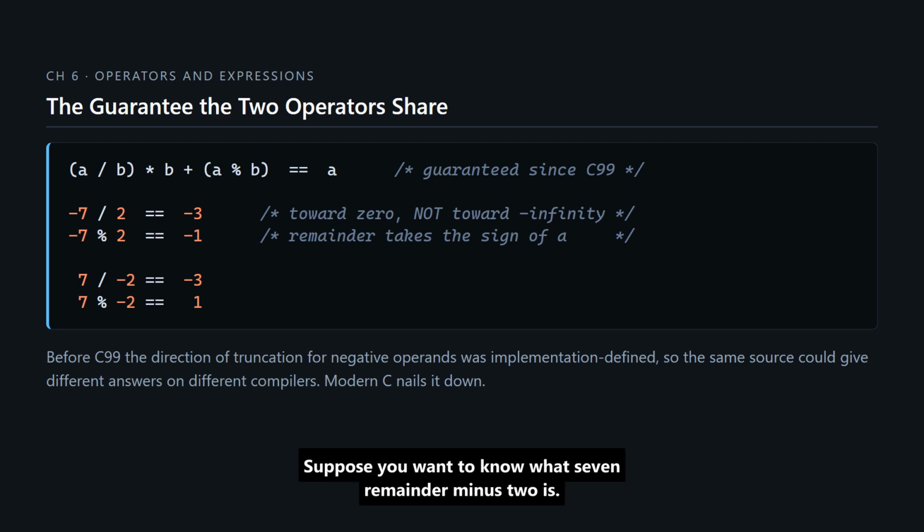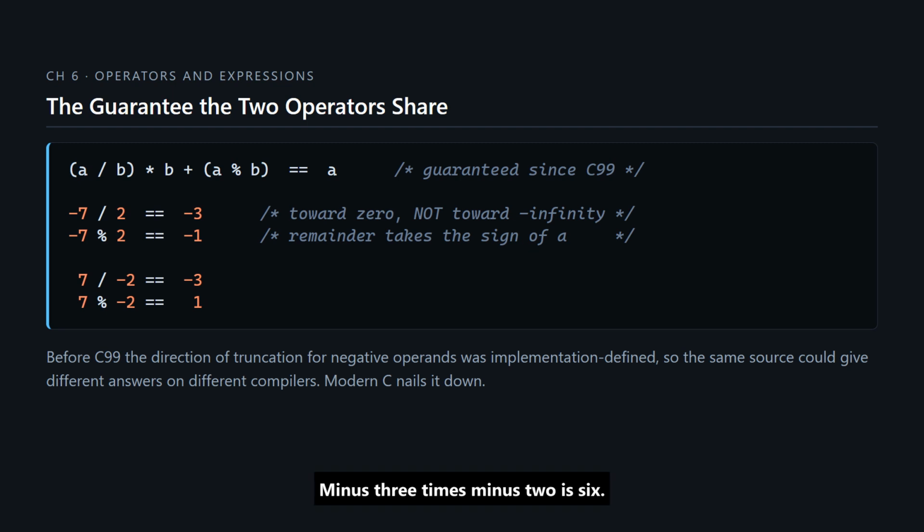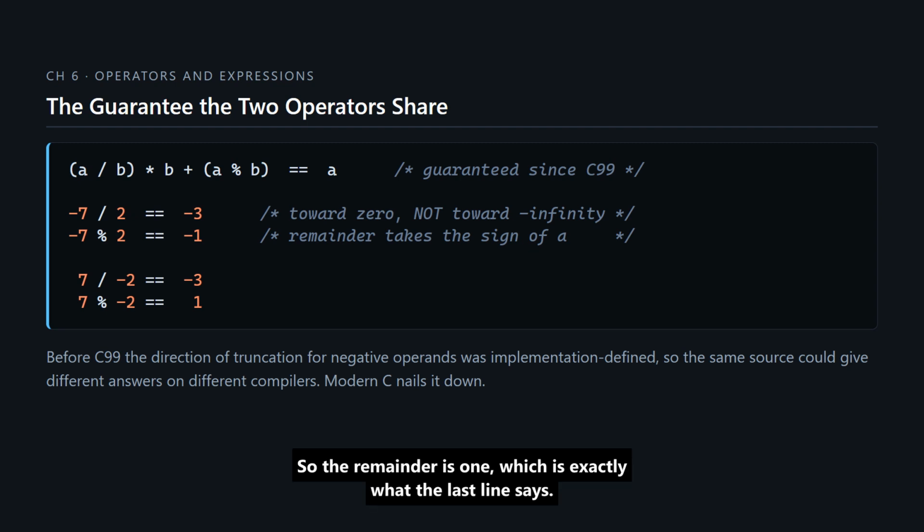Suppose you want to know what 7 remainder minus 2 is. 7 divided by minus 2 truncates towards 0, giving minus 3. Minus 3 times minus 2 is 6. 7 minus 6 is 1. So the remainder is 1, which is exactly what the last line says.